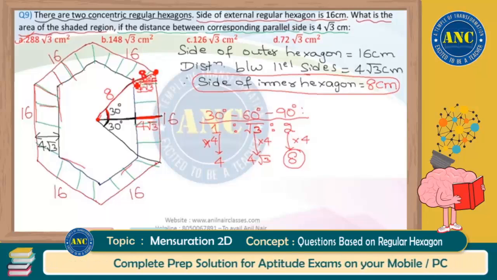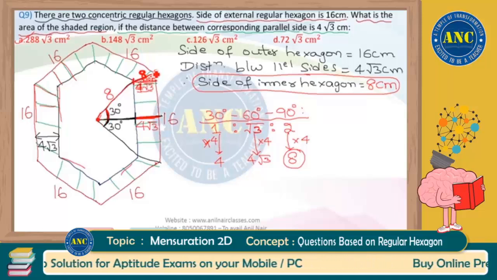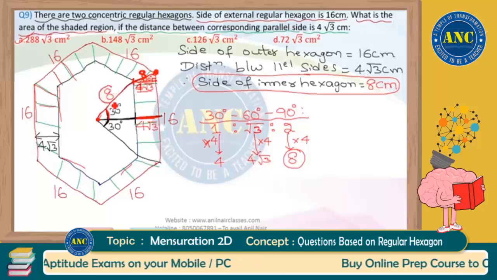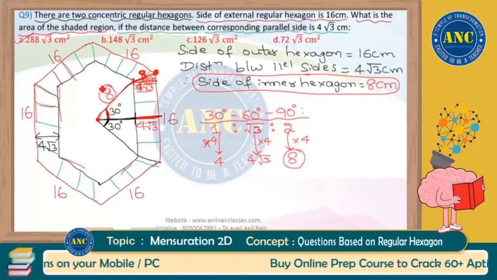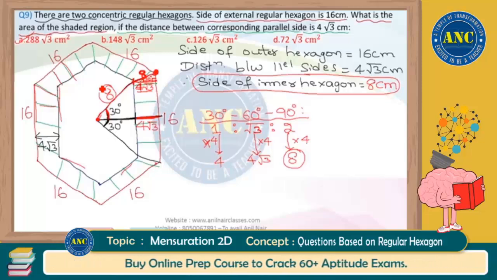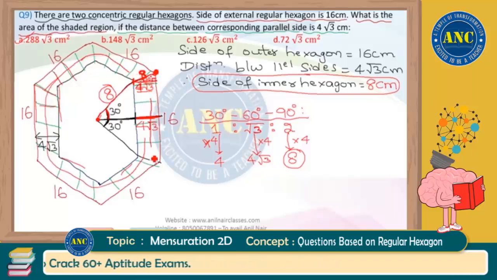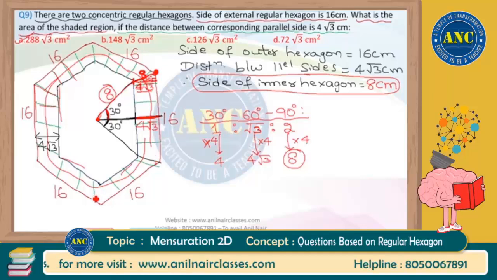This particular value from here to here is 8. Total from center to this point is 16, given in the question. That means the remaining should be 8. The side of the inner hexagon is 8. So you know the side of the outer hexagon, you know the side of the inner hexagon. The area of this shaded portion is from the outer hexagon; remove that inner hexagon, and you will be left with that shaded portion itself. This is how beautifully you need to understand and solve it. I hope it is very clear with respect to regular hexagon area.